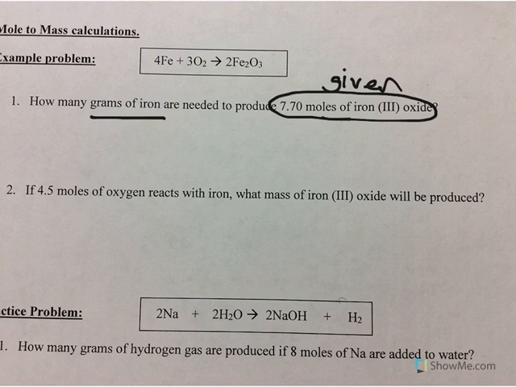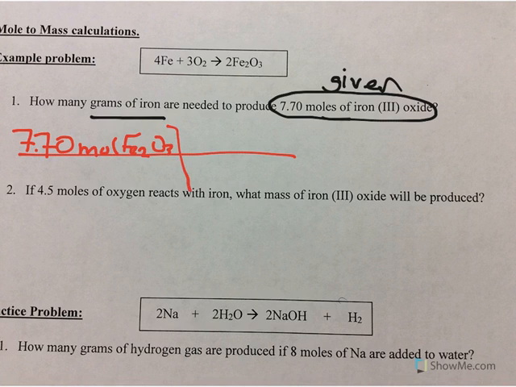All right, so I'm going to set up my grid. Given goes top left with units. So I'm going to put that 7.70 moles of Fe2O3 here. Okay, top left has to match bottom right, so I'm going to put moles of Fe2O3 here. I'm trying to get to grams of iron, but I don't have an equality for moles of Fe2O3 to grams of iron. There is no equals there.